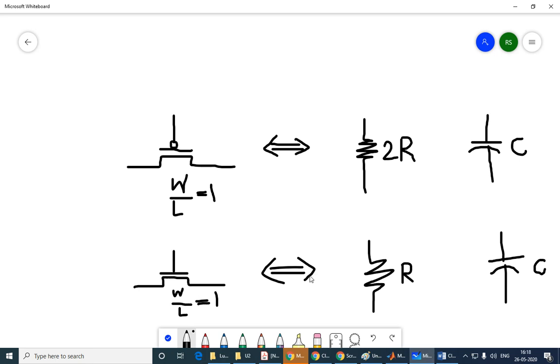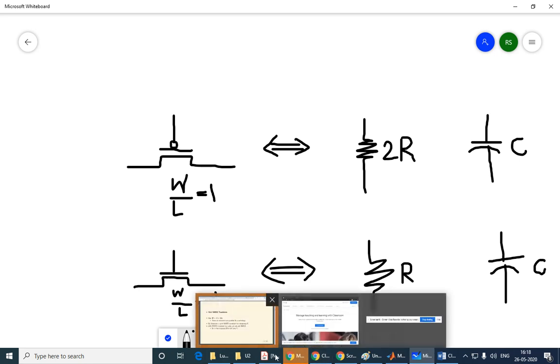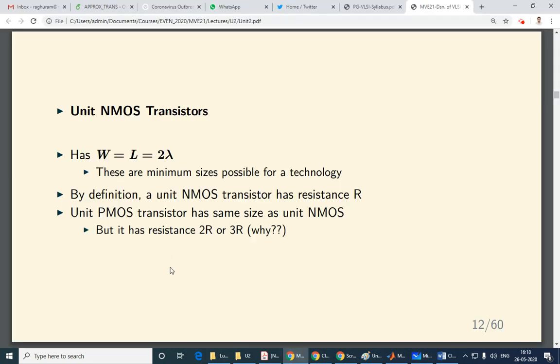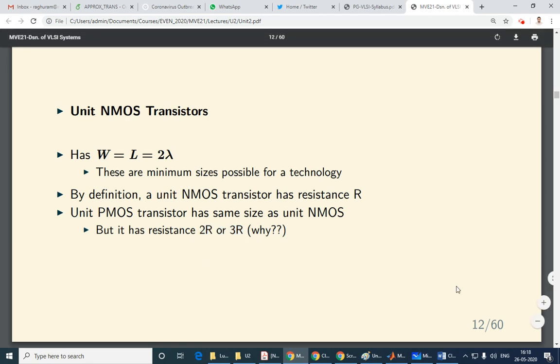Unit transistors, W by L equal to 1. It could be PMOS or it could be NMOS. These are the things that we have to remember. So that is the last point that I mentioned here. It could be 2R or 3R depending on the actual fabrication. And for now, we are just going to go with the default value 2R. We will not change that.